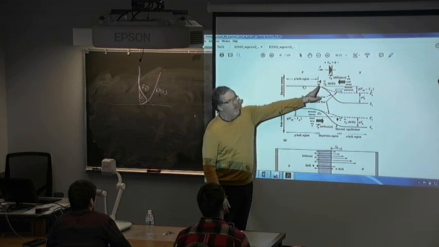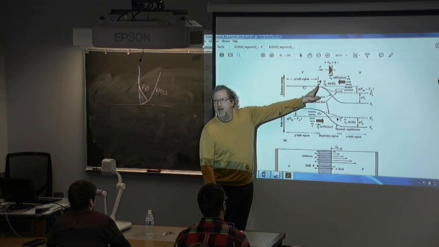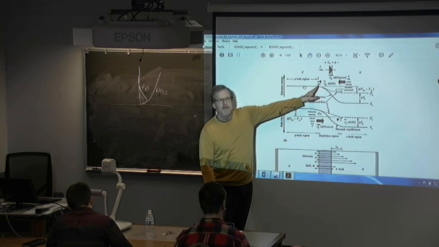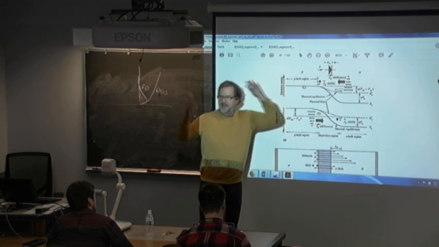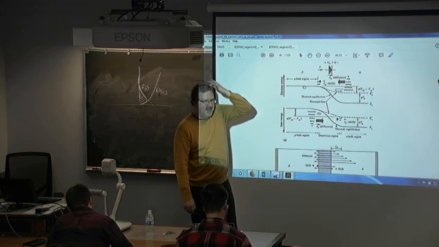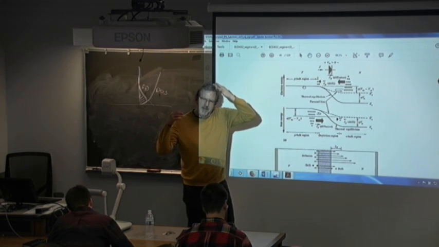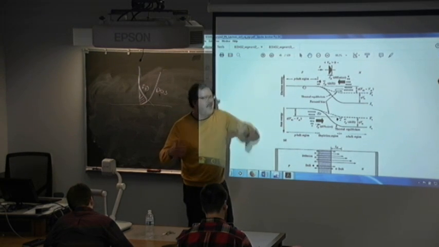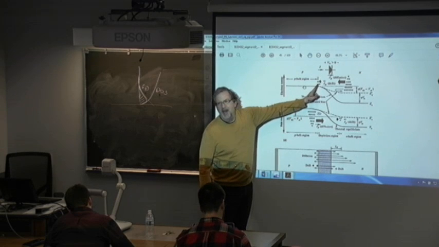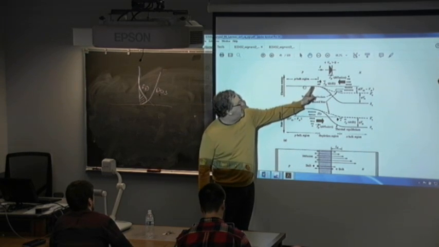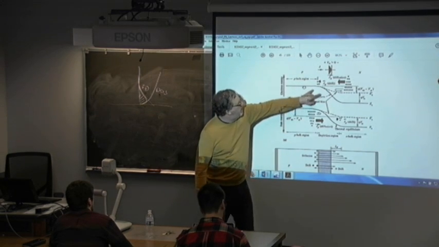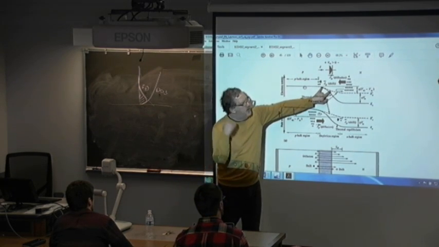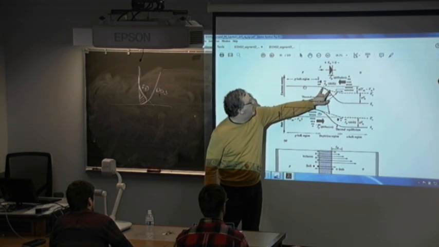So, what is the rate limiting step for these carriers? Generation. Where? In or near? So these guys have a 50-50 chance, right, within the diffusion length. And then the ones here are a lost cause. They're automatically going to go to the other side.